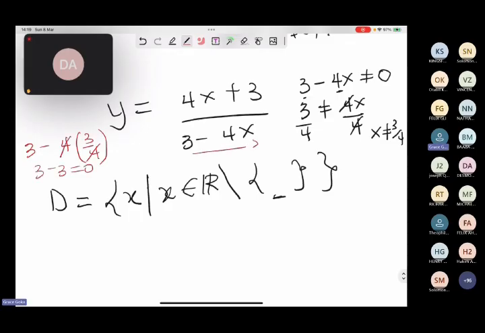The denominator goes to 0. So we don't want the x to be 3/4. Therefore, my domain is all real numbers minus the set that contains 3/4. Another example.